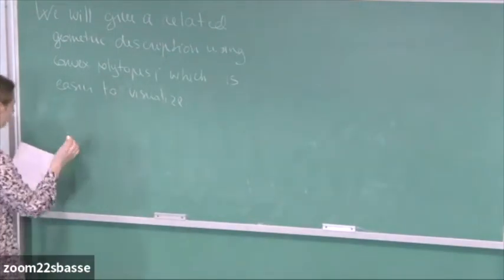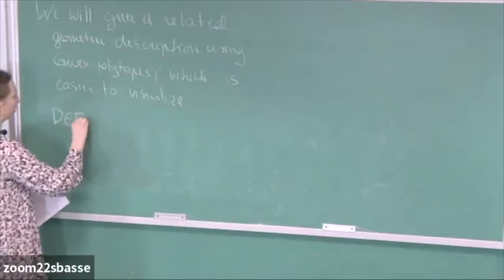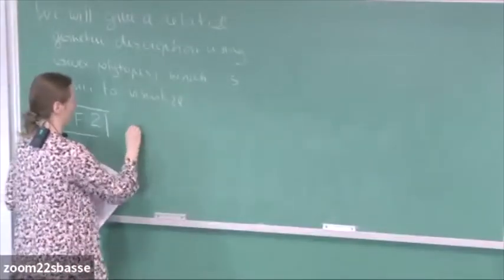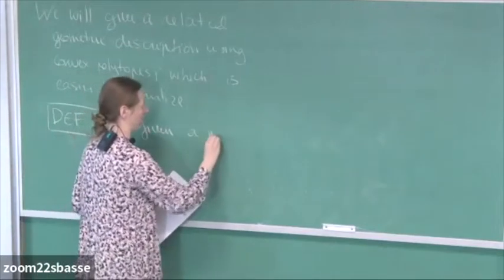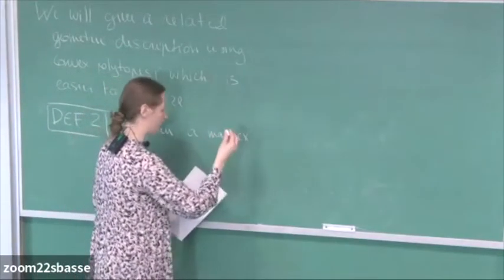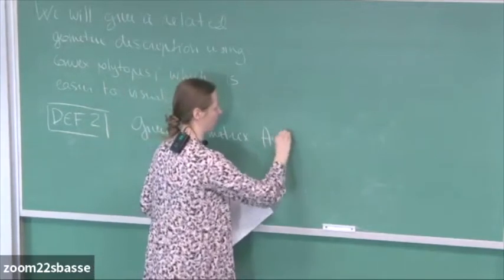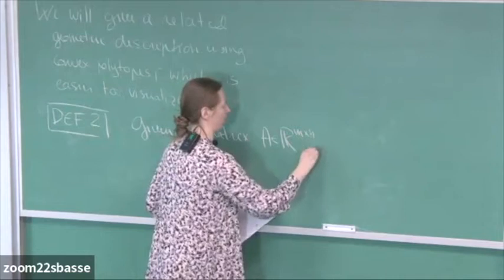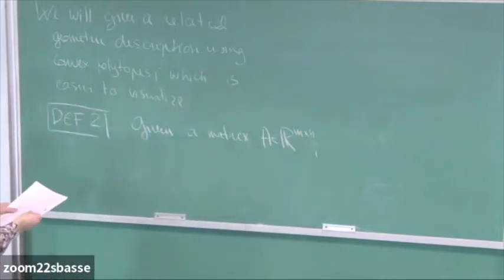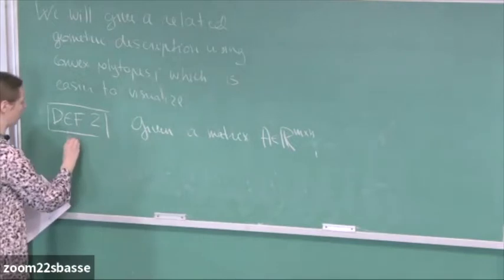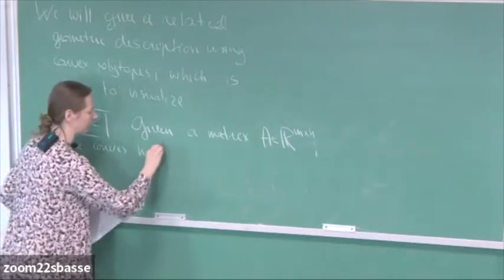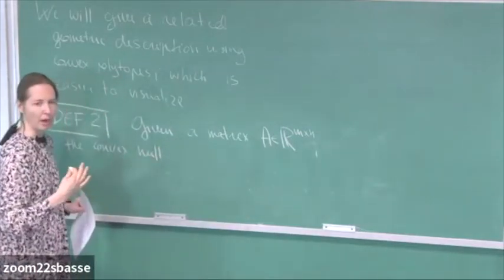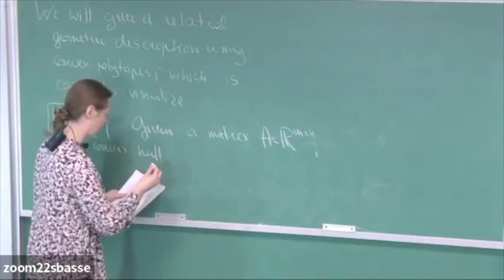Okay. As for cones, I assume that you already know this, but just to fix the notation, let me recall what a polytope is. Given a matrix A, in today's lecture, the polytope is the convex hull of A. Yesterday we saw that this is equivalent to defining a polytope using hyperplanes or half spaces. We use the convex hull.